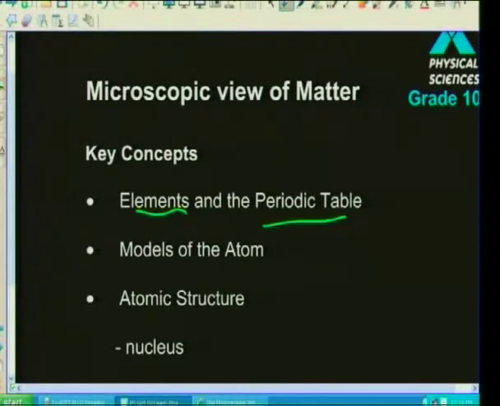Then we're going to say, well, what are elements made up of? There's been this idea around for a very long time, going back as far as the ancient Greeks. They thought that matter is made up of tiny little particles, and they called the smallest particle the atomos, and that's where we get the word atom. Over time, models and people's thinking about the atom have changed, and that's what we're going to take a look at today.